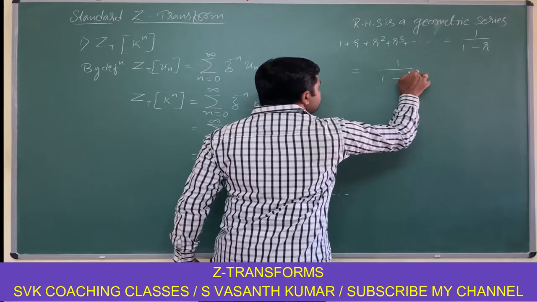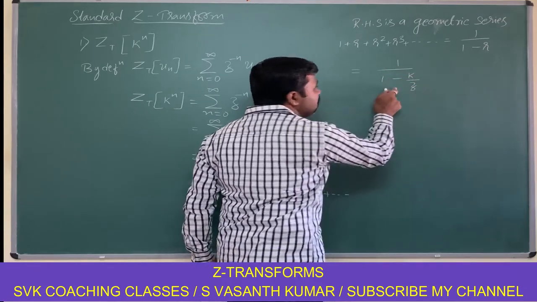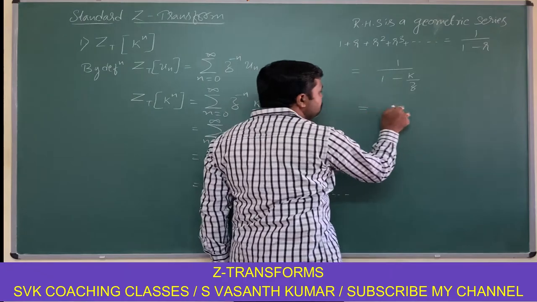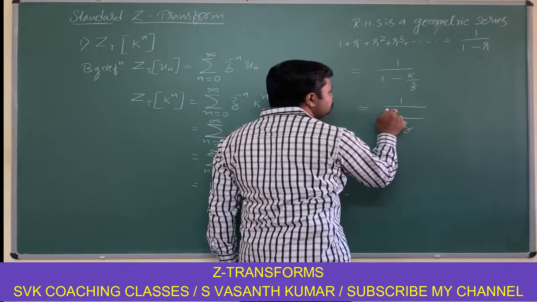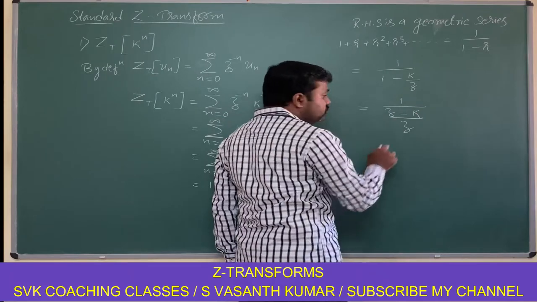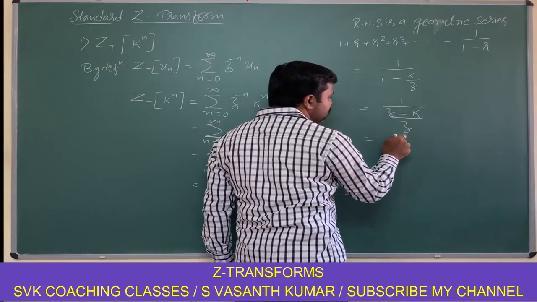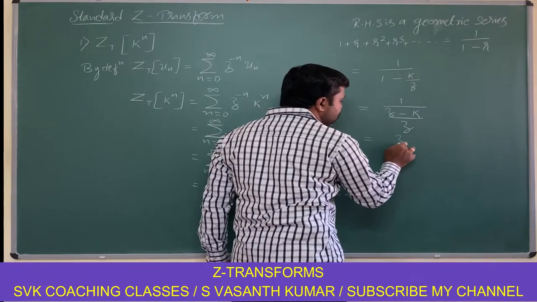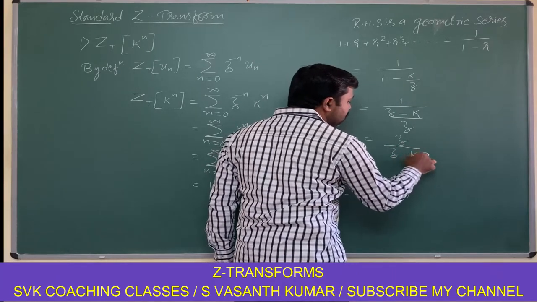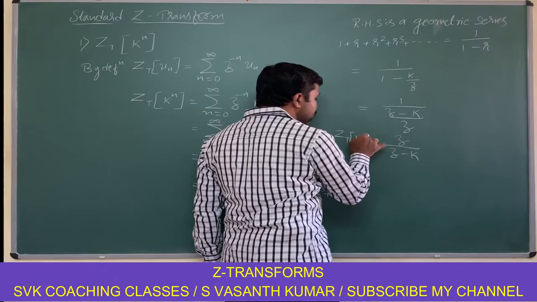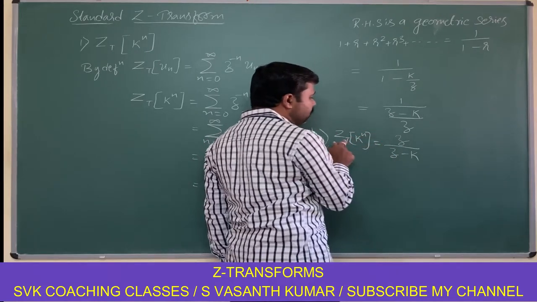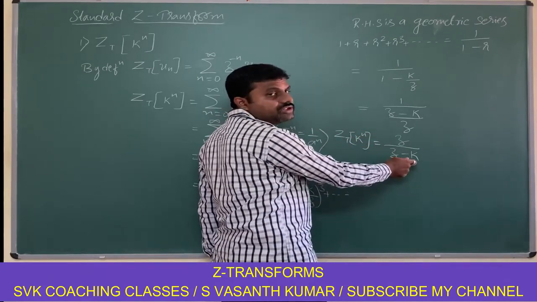Therefore the RHS becomes 1 by 1 minus k by z. So taking LCM here, in the denominator, I get z as the LCM, z minus k. Now, as it is a fraction here, we can rewrite this as z by z minus k. So that is what Z transform of k power n. What is Z transform of k power n? z by z minus k.